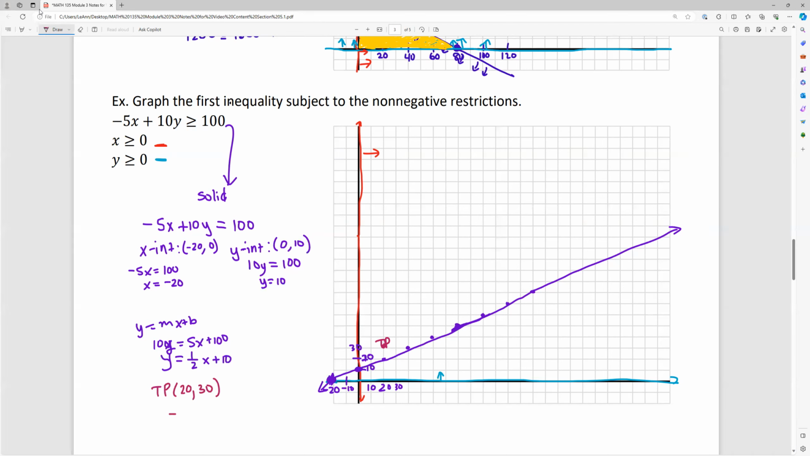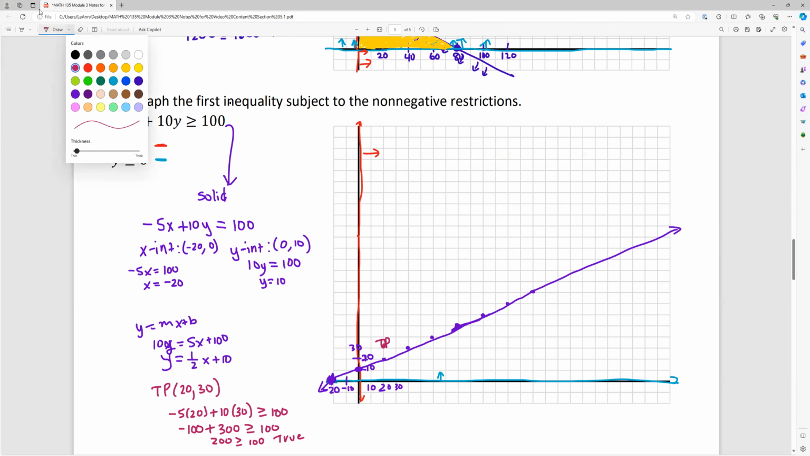We plug that in, that's going to be negative 5 times 20 plus 10 times 30. Is that greater than or equal to 100? Well, that would be negative 100 plus 300 greater than or equal to 100. So that's going to be 200 is greater than or equal to 100. That is a true statement. Now, that means we're going to be shading, remember, above this purple line. Okay.